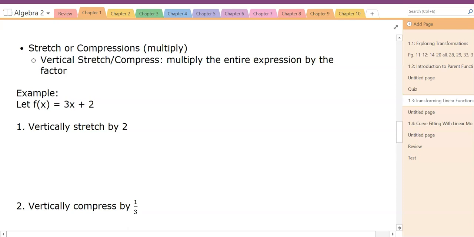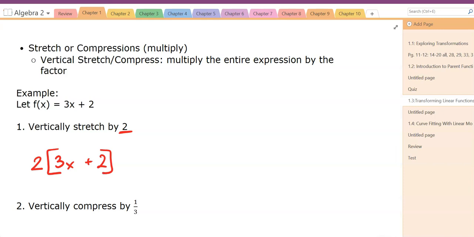You multiply the entire expression by the factor that you're compressing or stretching it by. So if I have a vertical stretch of 2, and I have still that function 3x plus 2, to find my new function, I'm going to take my factor, which is the number 2 here, times the entire expression, 3x plus 2. So I kind of think about putting that as a number on the outside of brackets or parentheses, and then we use our distributive property. So 2 times 3x, 2 times 2. So this would be 6x plus 4.